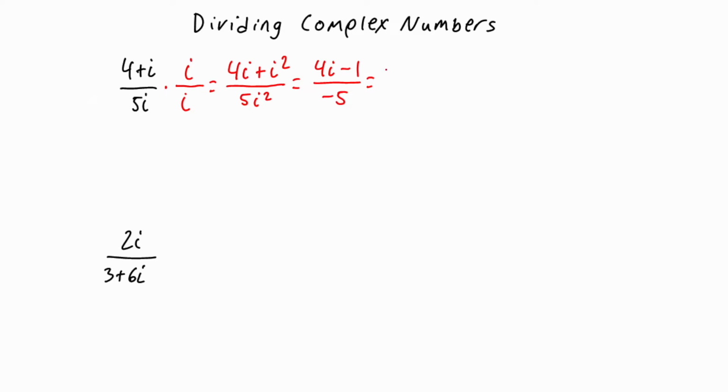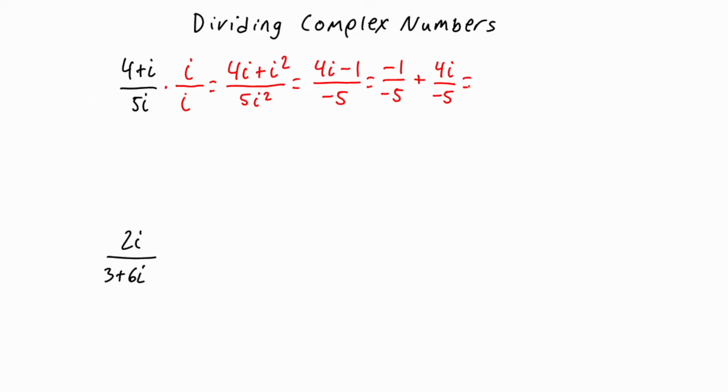So we've got negative 1 over negative 5. And I put negative 1 first because it's the real portion. This is the a portion of a plus bi. And then plus 4i over negative 5. However, one final step, we can't have a negative in the denominator.